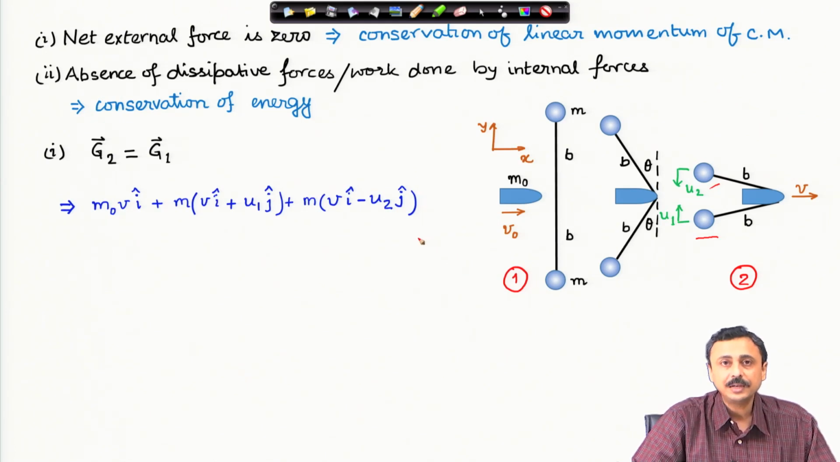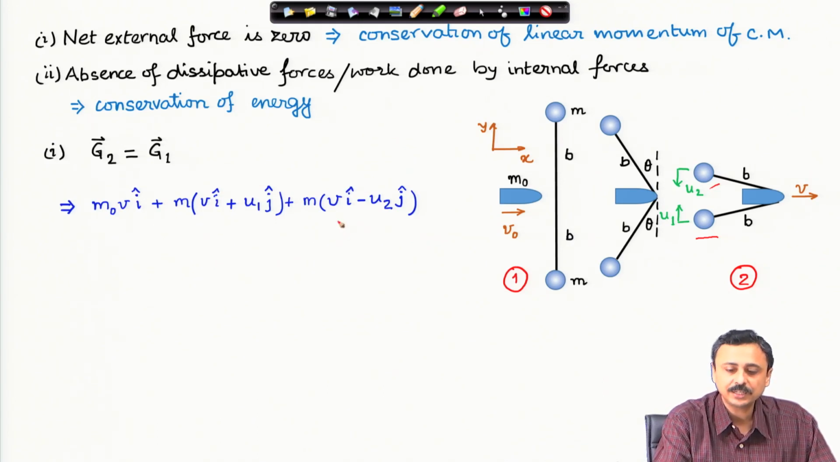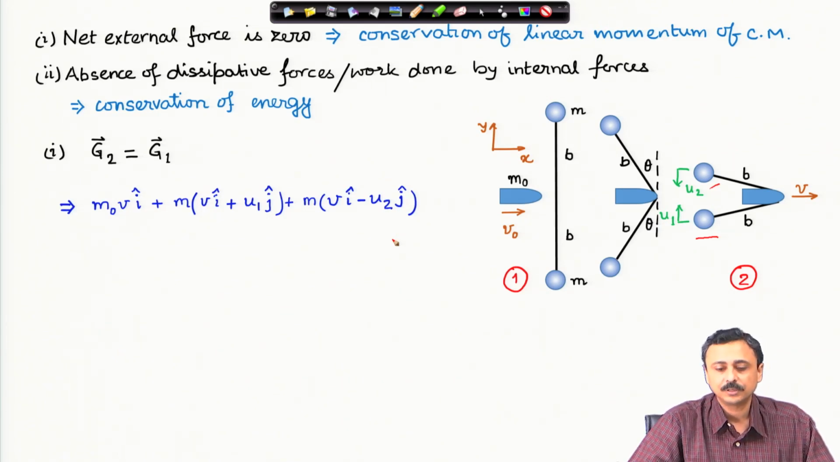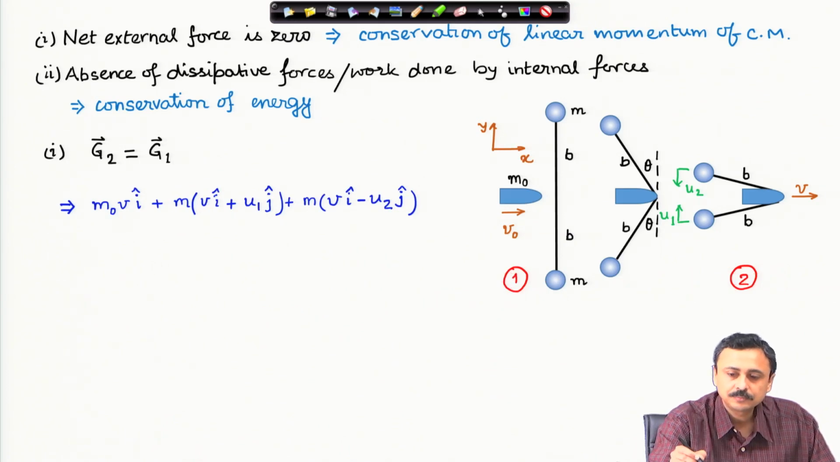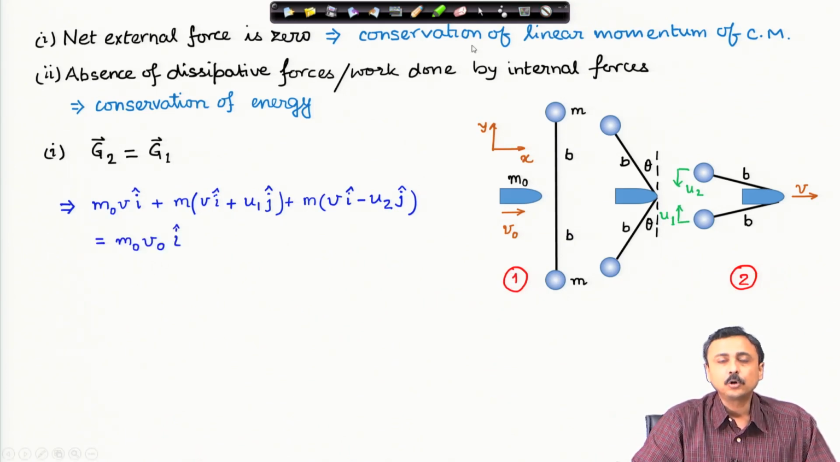So, u2 is the relative velocity. Therefore, the absolute velocity of the upper sphere is v i cap minus u2 j cap, and hence the linear momentum is mass times this velocity, and this is the total linear momentum of the system in state 2, and that must be equal to the total linear momentum of the system in state 1, which is nothing but m naught v naught i cap. The spheres were not moving in state 1.